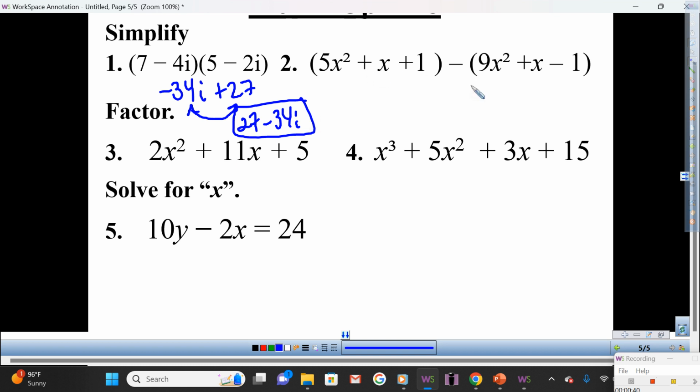Number 2. What'd you get for number 2? Danelli, go. Negative 14x squared plus 2. Hands if you got that. Close. So we distribute. What's the only thing that needs to change? Tell your neighbor. Look at it again.